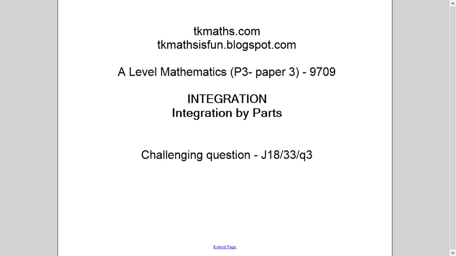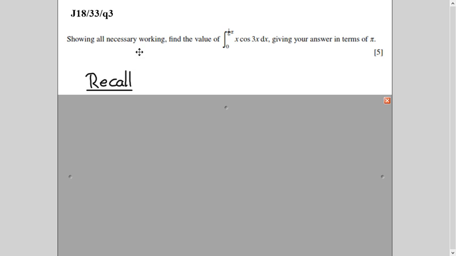So let's begin with the question. The question says: show all necessary working and find the integration of x cos 3x dx. Now, the moment we look at it, it's not written here whether you have to apply integration by parts or by substitution. But with practice, we know that only by parts will be applied here, not substitution. And we have to give the answer in terms of pi.